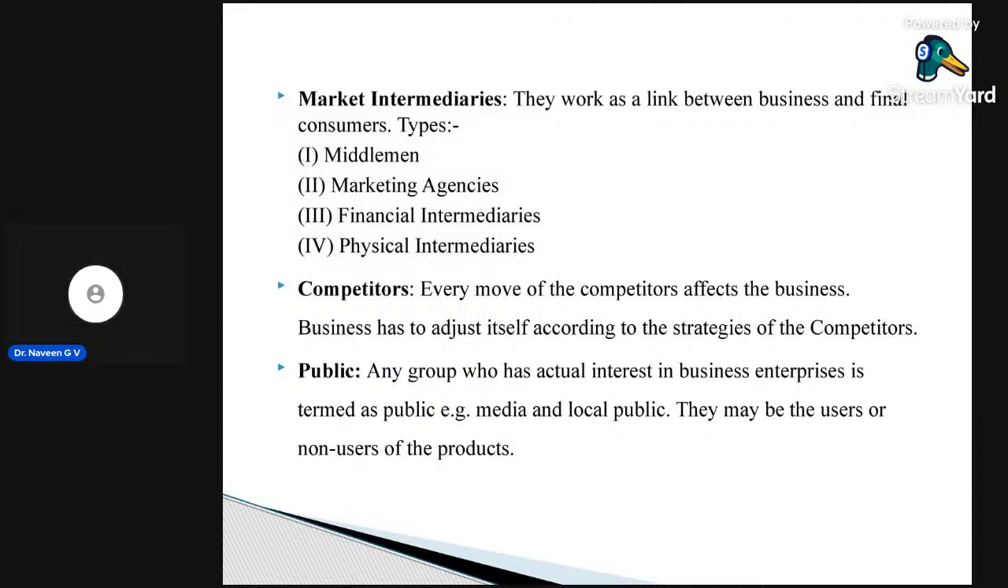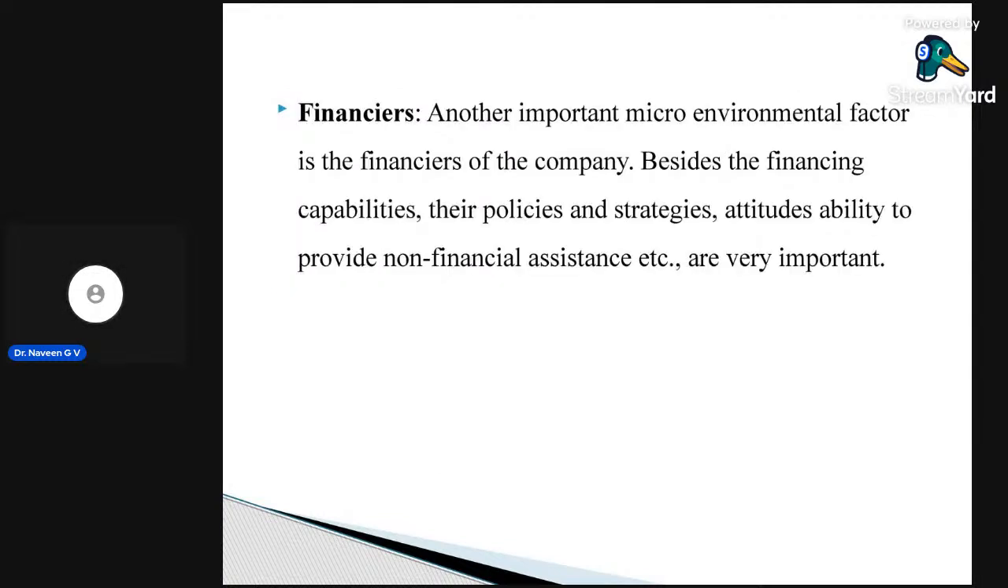Environmental pollution is an issue often taken up by a number of local publics. This is also one of the most important things. But fruitful cooperation between the business and the local public may establish mutual benefits for the company and the local community. Like this. Then financiers.